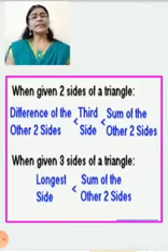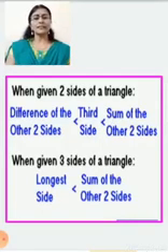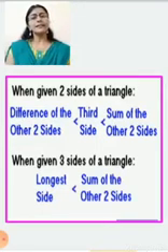But when they give you 3 sides of a triangle, then you are going to add any 2 sides, and the third side, the longest side, should be less than the sum of the other 2 sides. Or you can say the sum of the other 2 sides should be greater than the third side.